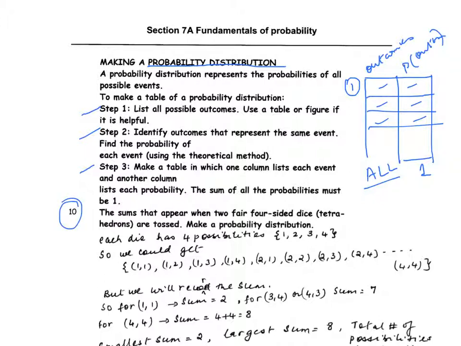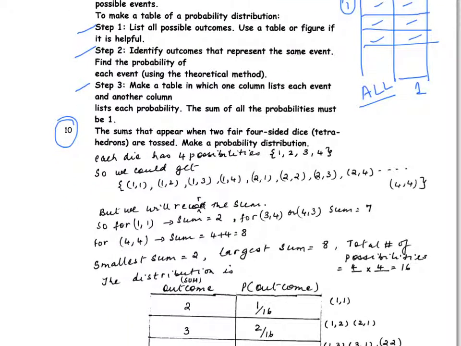So in question 10, let's see if we can construct the probability distribution. So let's see what the experiment is first. The experiment is tossing or rolling 2 fair 4-sided dice. A 4-sided die instead of a 6-sided one would have only 4 possibilities: 1, 2, 3, 4.